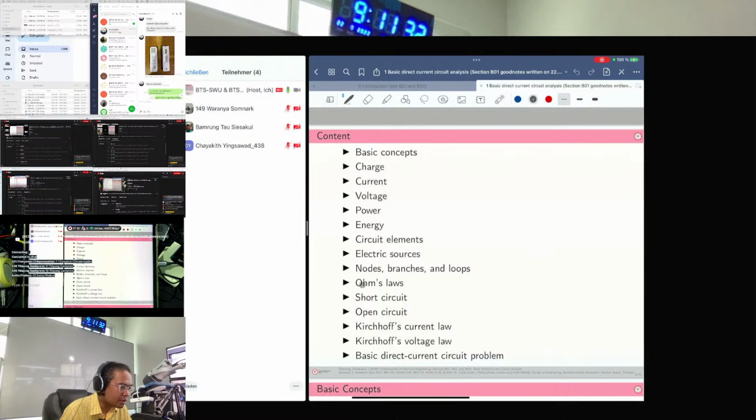Then we will talk about Ohm's law, which will serve as the tool for the calculation of everything in electric circuits. Even when you are at the senior level, in the fourth year, you still need to use Ohm's law.